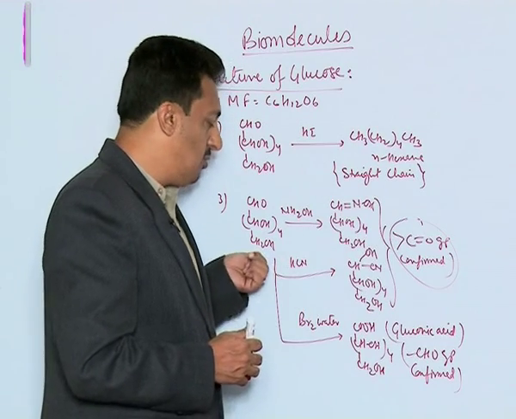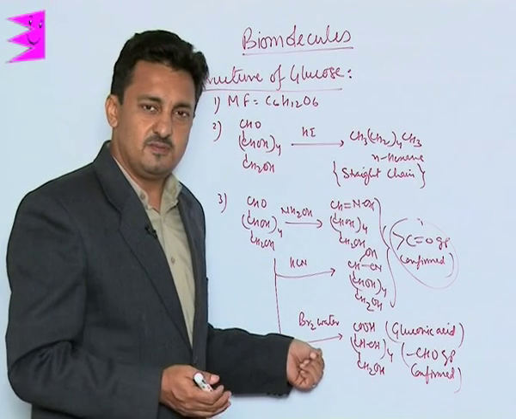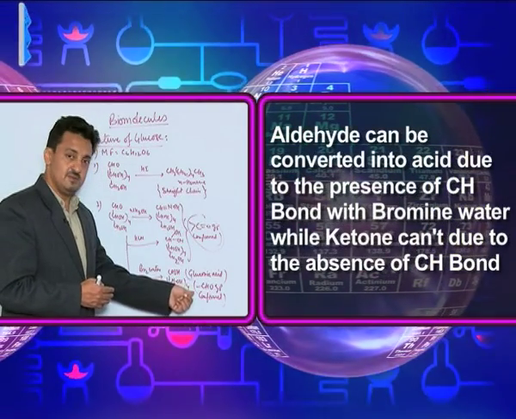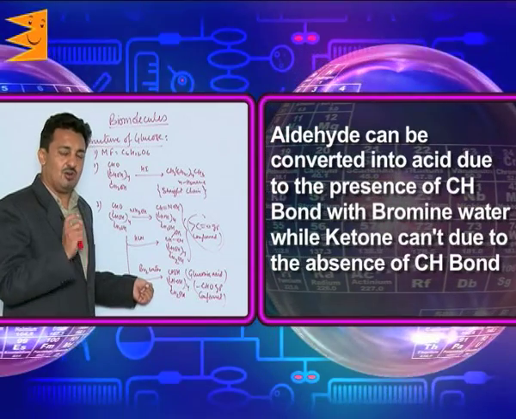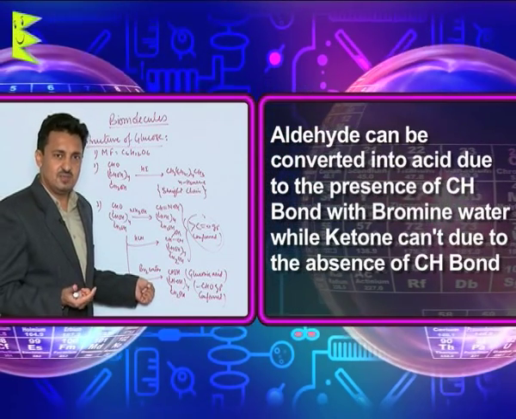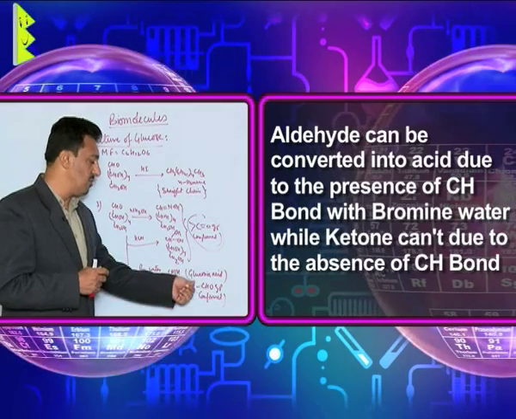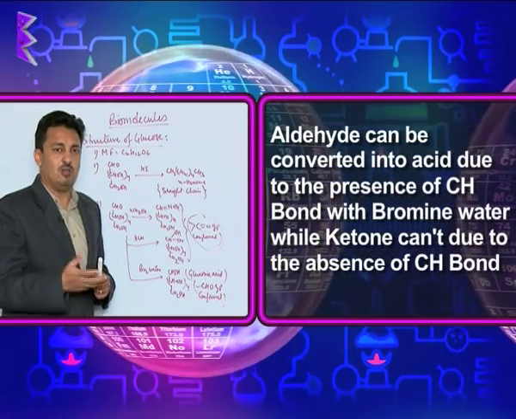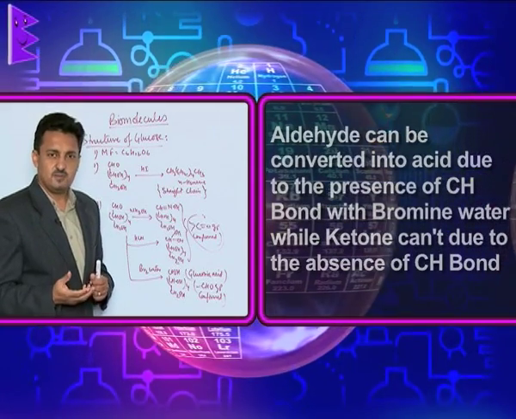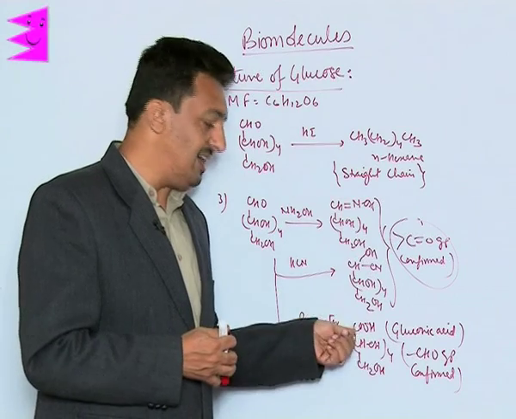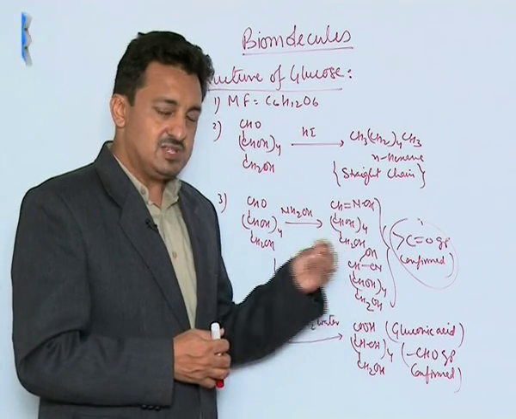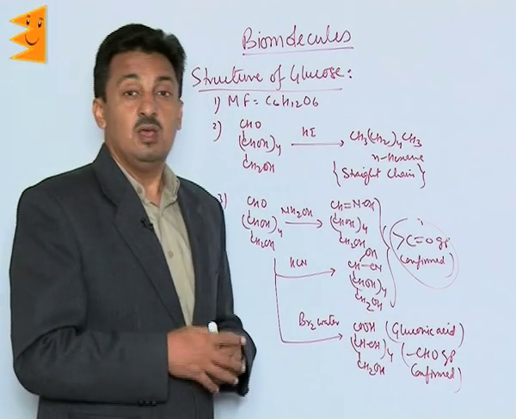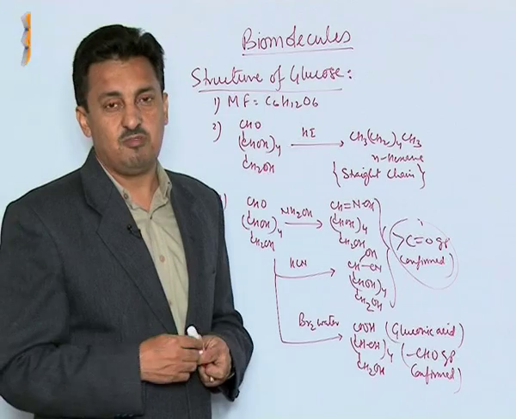Then the same glucose molecule is reacted with bromine water, which converts it into a monobasic acid, gluconic acid. We know bromine water only converts an aldehyde into an acid. So it was concluded from the formation of gluconic acid that it contains what? Aldehyde, not a keto group, because ketone cannot be oxidized by bromine water. The aldehyde contains one acidic C-H bond, which can be oxidized. So gluconic acid formation indicates that the carbonyl group is present in the form of an aldehyde group.